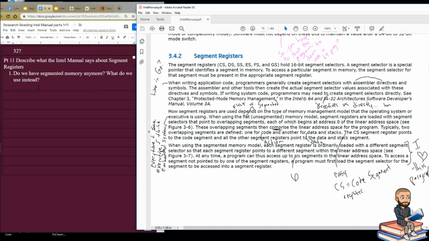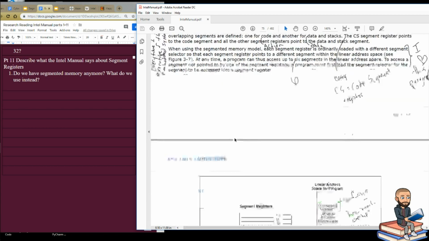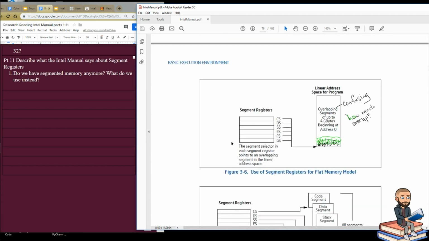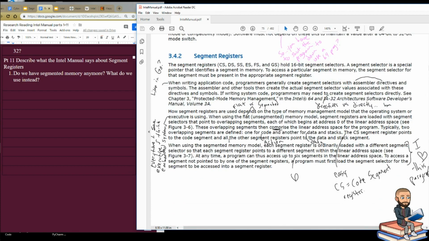The objective of this video is to describe what the Intel manual says about segment registers. Before I dive in, I really want to emphasize that we no longer use segmented memory. What are we using instead? Well, we're using flat memory, so I'm not real sure how this section is going to go. But before I begin, I figured I'll go ahead and let you know about that right away.